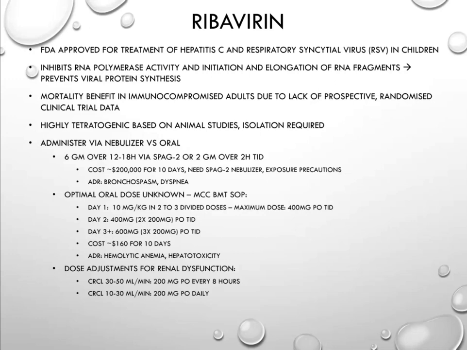So oral ribavirin has more recently been studied, again mostly just compared to nebulized therapy. It's available in 200 milligram tablets. Our dosing is there for you. So a 10-day course of therapy costs about $160, which is a little different from $200,000. It can cause hemolytic anemia and less commonly hepatotoxicity. It does need to be dose reduced for renal dysfunction.